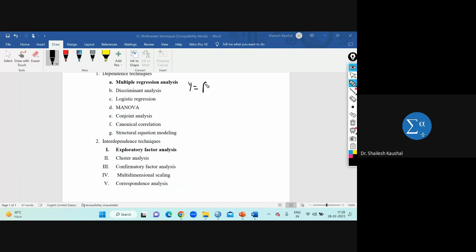Now in a multiple regression analysis, there is one dependent variable and several independent variables. I am taking 5 independent variables: beta 1 x1, beta 2 x2 plus beta 3 x3 plus beta 4 x4 plus beta 5 x5 and epsilon.